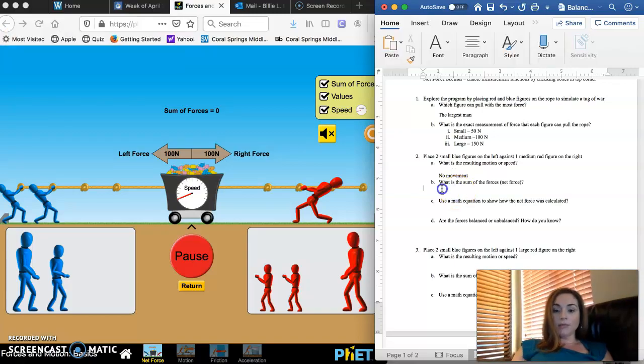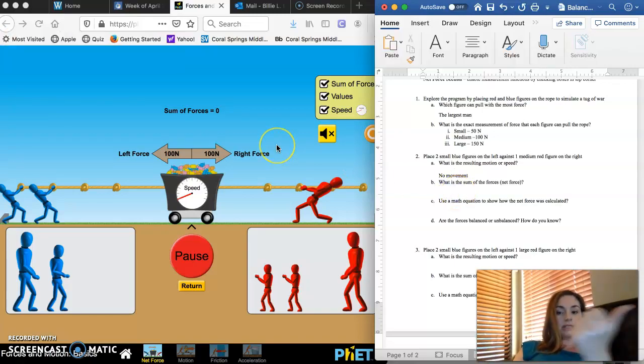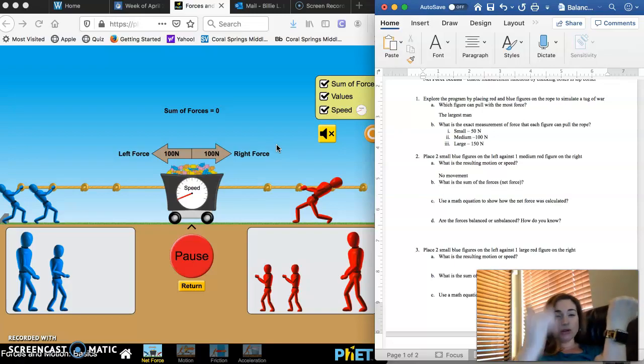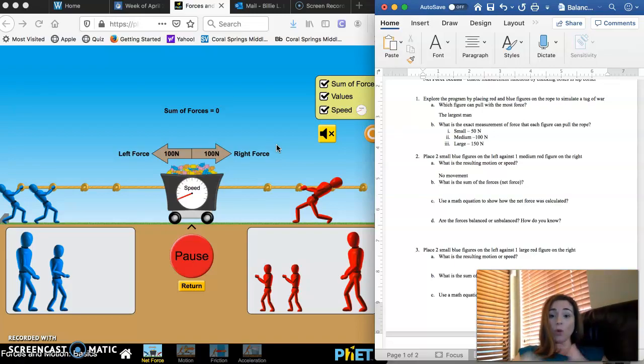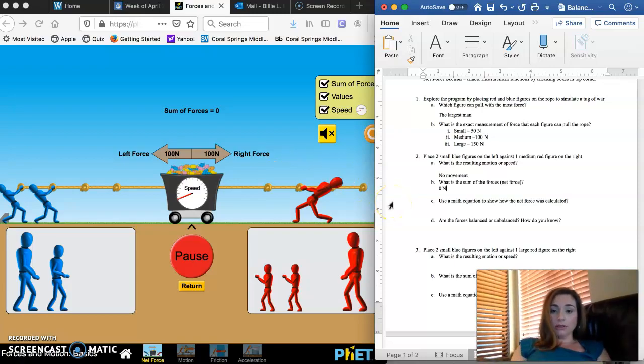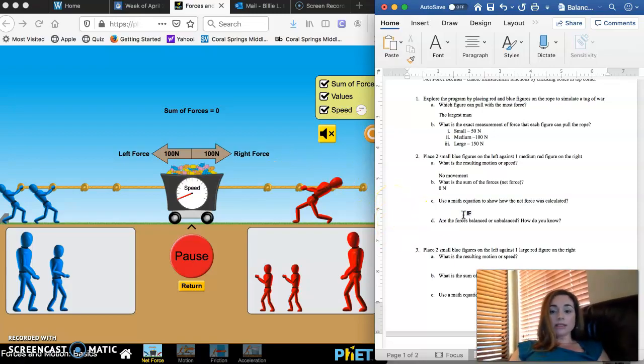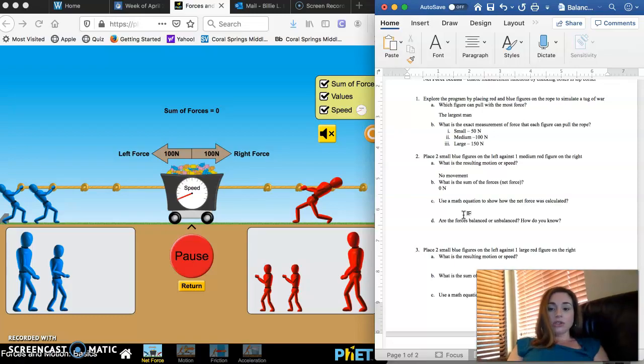And what is the sum? Well, if this guy is going this way with 100 and this is 100, we really need to subtract those 2 numbers because they're going against each other. And 100 minus 100 is 0 newtons. So if we wrote this, it says use a math equation to show how the net force was calculated.